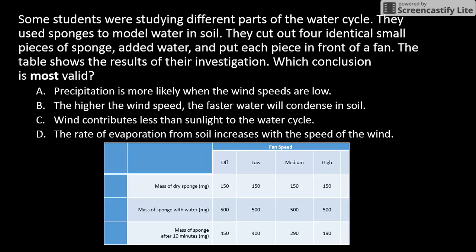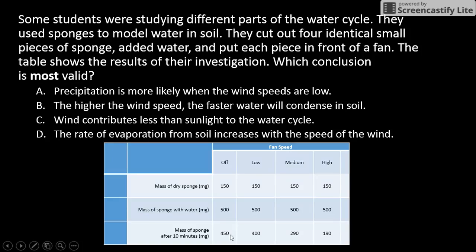So we don't even have anything mentioning sunlight in our data, so we can get rid of C. D, the rate of evaporation from soil increases with the speed of wind. So water evaporating, it goes to the gas form. So we're going to be losing water with the speed of wind. We've already narrowed down that it's not A, B, or C, but let's figure out why it's D.